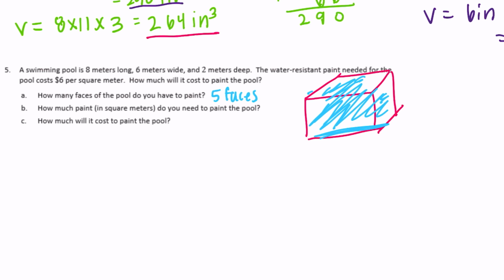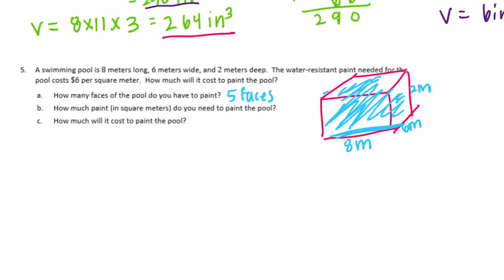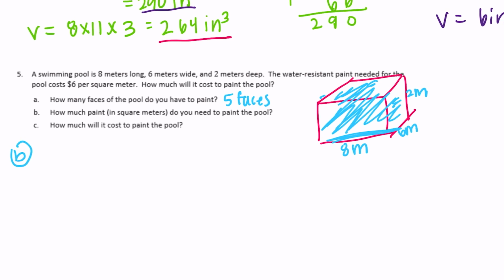How much paint in square meters do you need to paint the pool? So it was 8 meters long, 6 meters wide, and 2 meters deep. We only need one of the base, so 8 meters by 6 meters. Plus we have 2 groups of the front and back faces here. So that's 8 by 2.